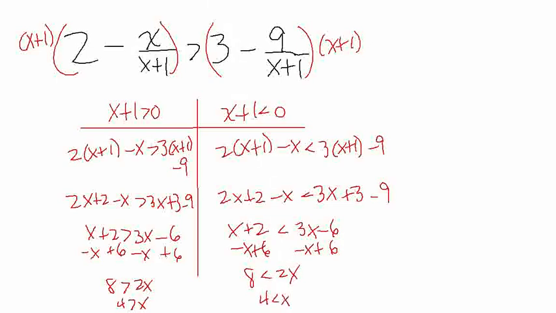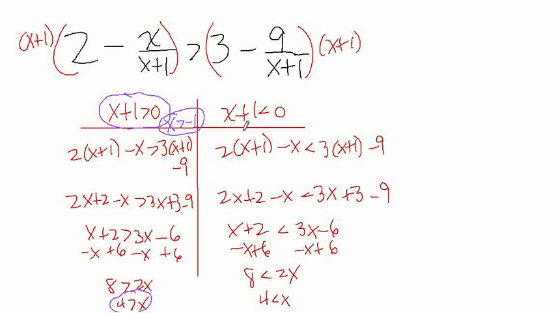Okay, now let's analyze the inequalities. So the first one, the one I just circled in purple, said x plus 1 is greater than 0. That's the same as saying that x is greater than minus 1. You can see that by subtracting 1 from both sides. All right, and then of course we have x is less than 4.